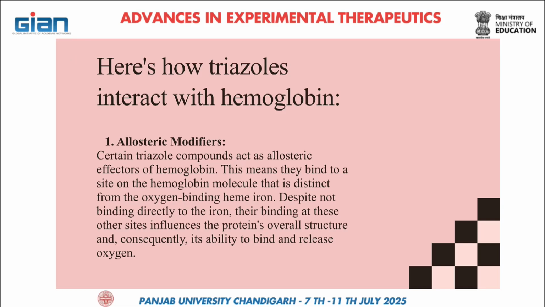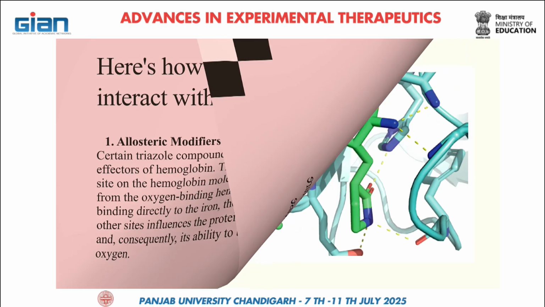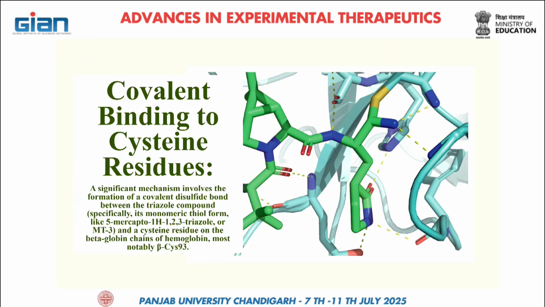A key mechanism involves the triazole compound forming a covalent bond with a specific cysteine residue on the beta-globin chains of hemoglobin. This binding action stabilizes the R state, or the relaxed state, which is the high oxygen affinity state of hemoglobin. By locking it in this state, it prevents the formation of interactions that are characteristic of the T state, which is the tense low oxygen affinity state.